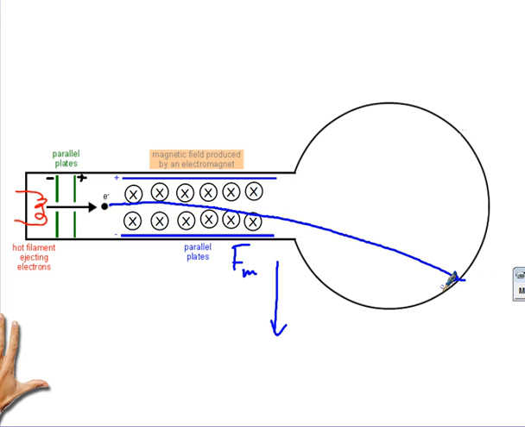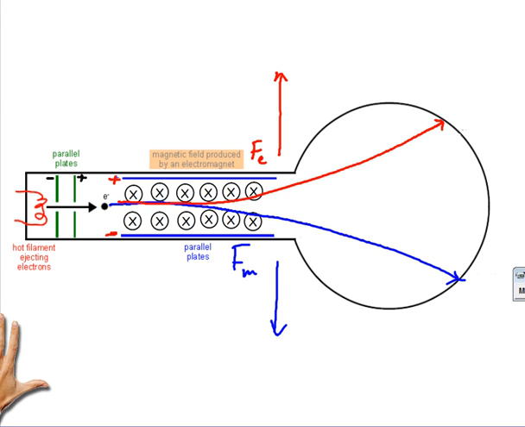Now we can do another experiment where we turn off this magnetic field. So now we're going to ignore this magnetic field, and we turn on these parallel plates. So I have a negative plate here and a positive plate here. Because those electrons are negative, they're going to be pushed away from that negative plate, and the electric force will be in that direction. So if we only turn on those parallel plates, the electrons are going to travel through and be pushed somewhere around here.